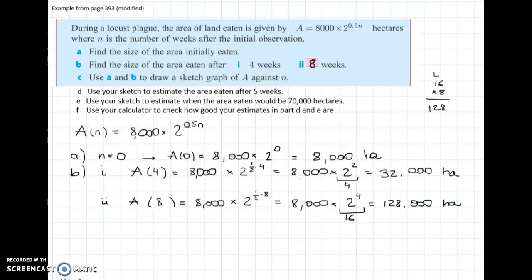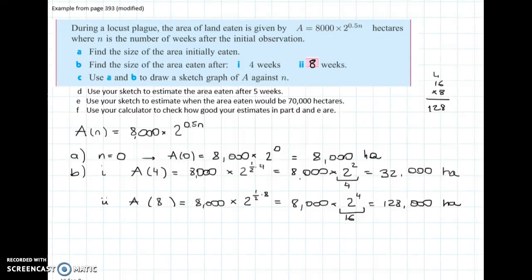And now we want to use the information we have from parts A and B to sketch the graph of the function A against n. We are going to do it just knowing the 3 points that we know. We know that the function at 0 takes the value 8,000, at 4 takes the value 32,000, and at 8 takes the value 128,000.